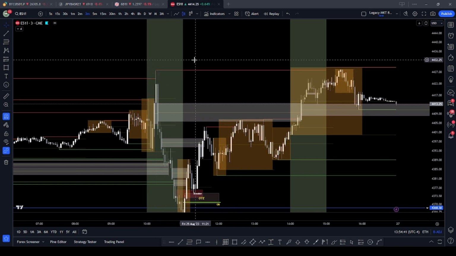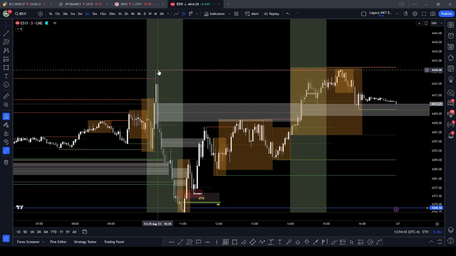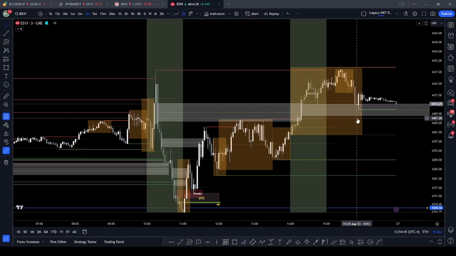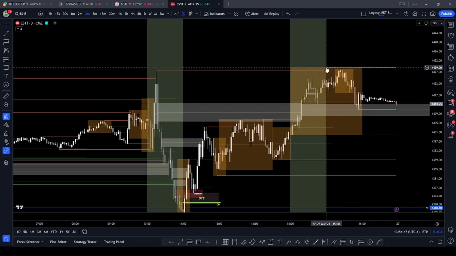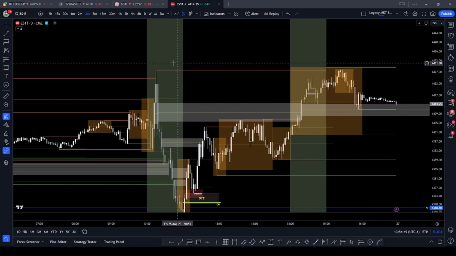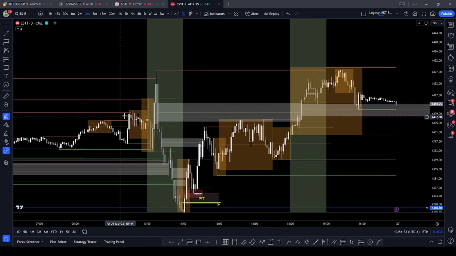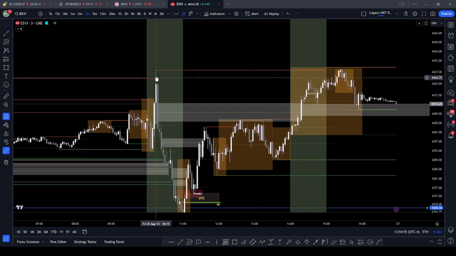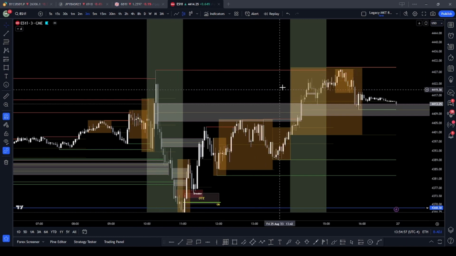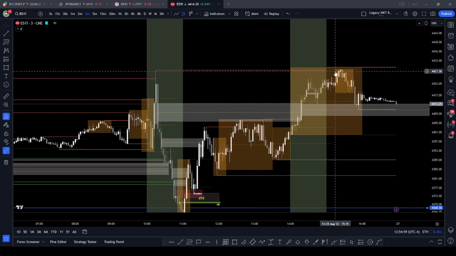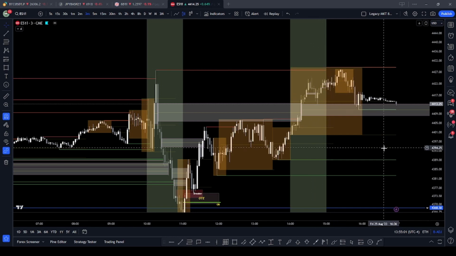Did it take it out? It did take it out, of course. Yeah, it took it out. That is why this swing high stopped up here. So yeah, even if it didn't take it out, it's not a big deal. To me, it's just a draw. Okay, so you use it as such.